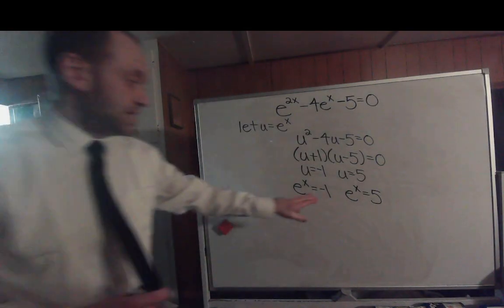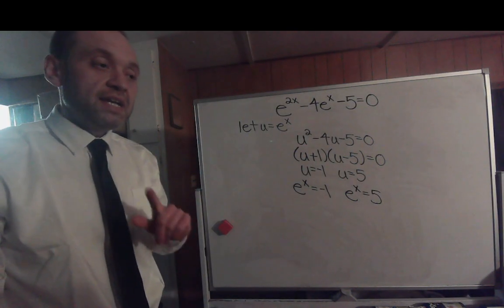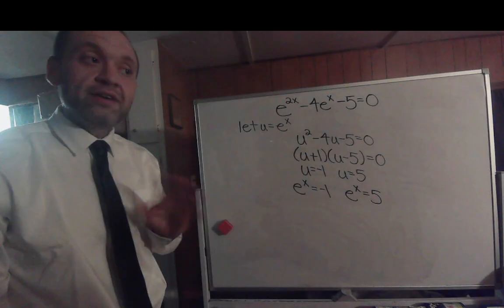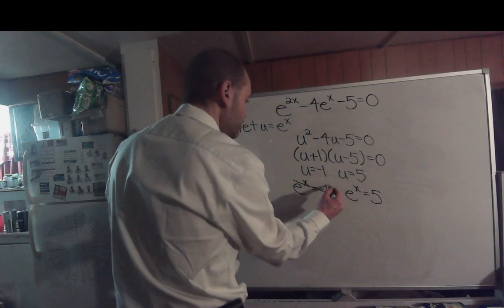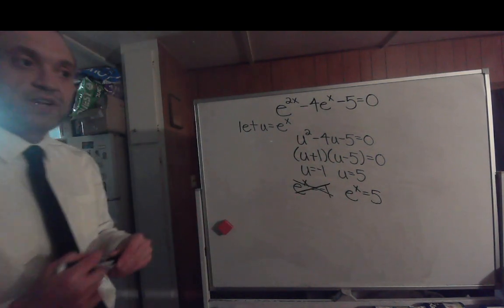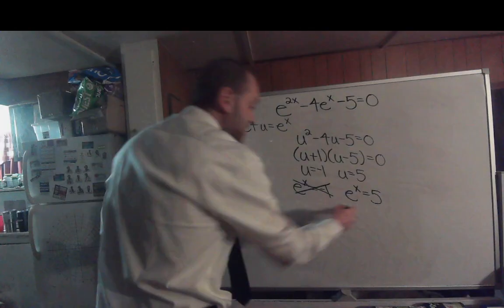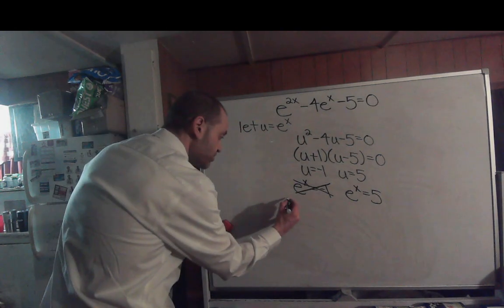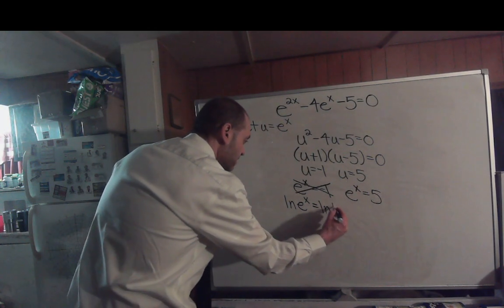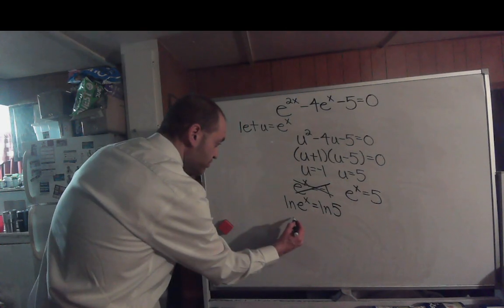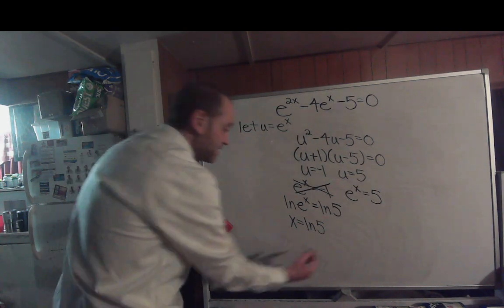Well, let's look at e to the x equals -1. Does e to any number equal a negative number? Never, right? Never. So that would be considered an extraneous solution, because you would end up with the natural log of -1, which is undefined. But e to the x equals 5 is defined, so take the natural log of both sides. Natural log of e to the x equals the natural log of 5, which would just give you then that x equals the natural log of 5 for the exact answer.